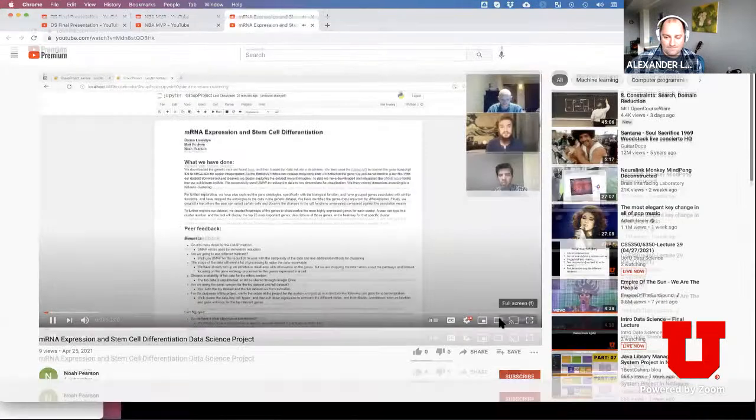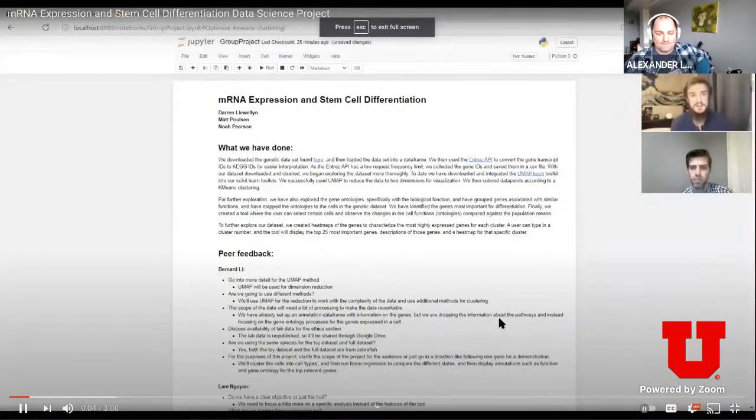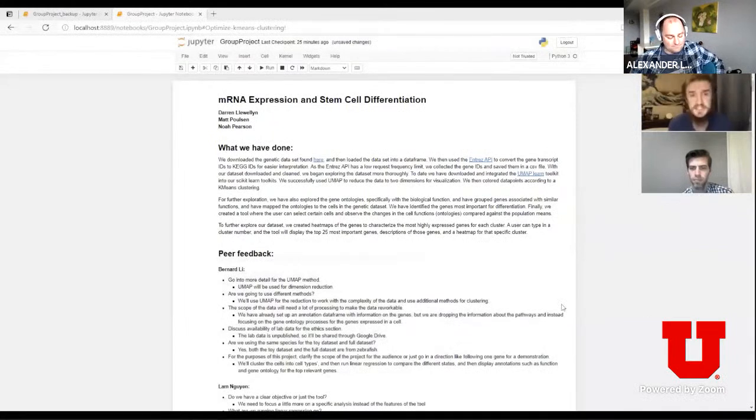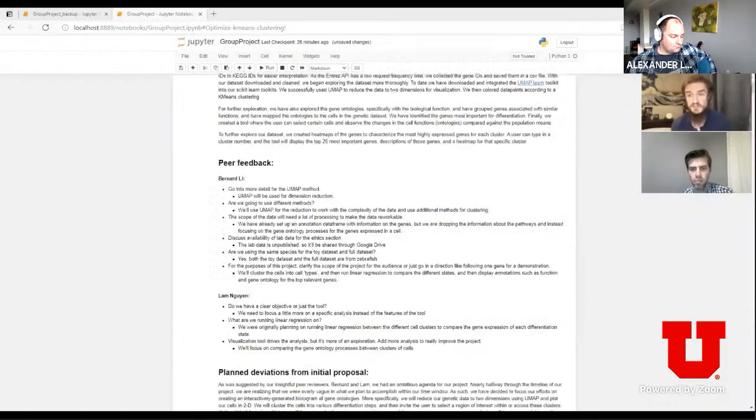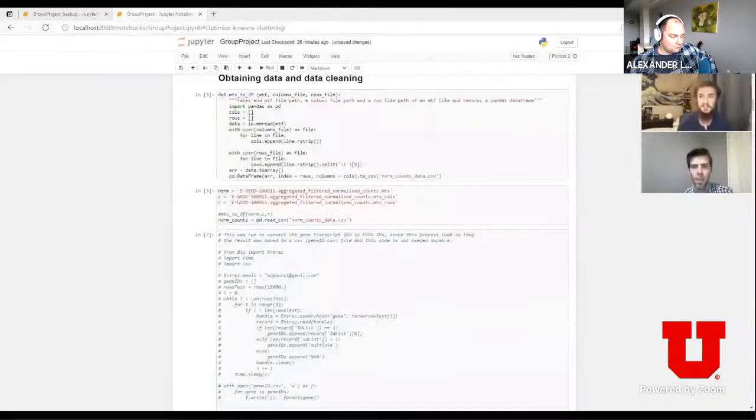All right, it's rolling. So we are Darren, Matt, and Noah, and we are exploring mRNA expression and stem cell differentiation. So we are working with single cell RNA sequencing data sets, which gives us an mRNA inventory for each cell. And the testis in particular has cells differentiating at multiple points. So our objective is to explore the differentially expressed genes for these different cell states as they're differentiating, and then characterize what those genes are involved in, which Matt will go into a little more detail on.